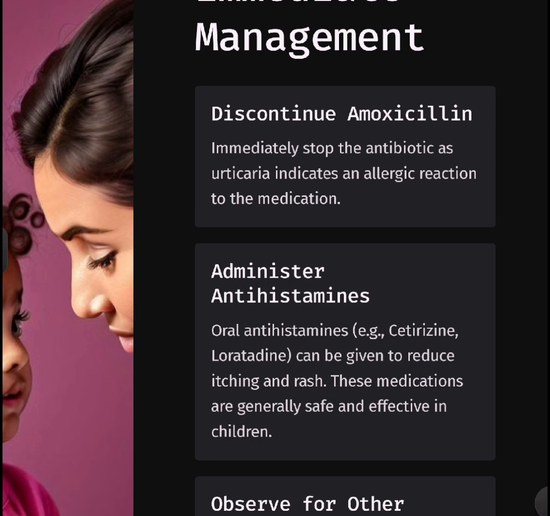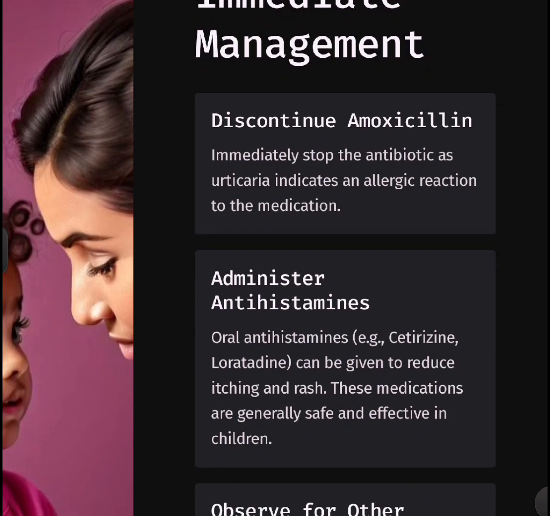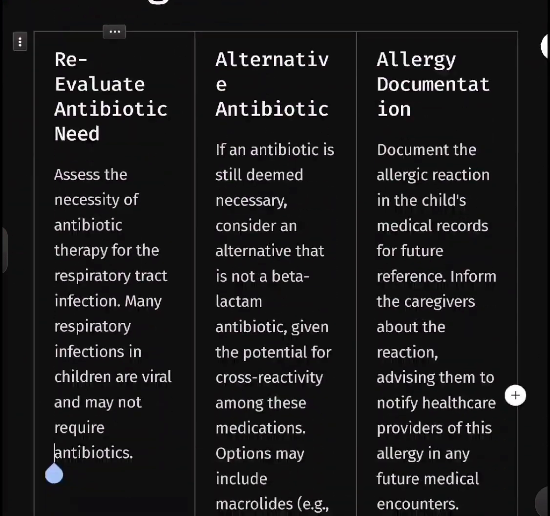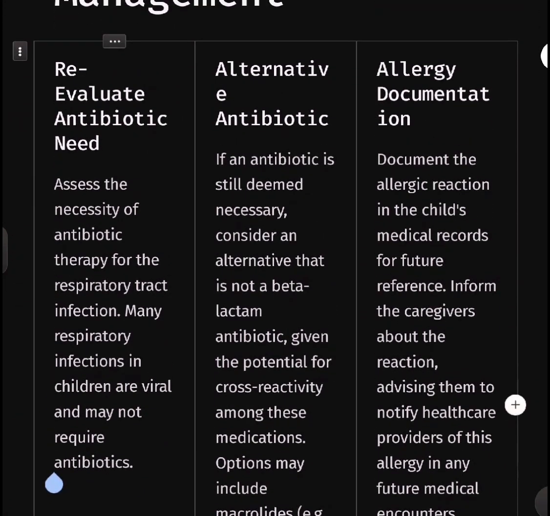Management of urticaria following amoxicillin administration in a child, especially without other systemic symptoms, primarily involves discontinuing the antibiotic and providing symptomatic relief for the allergic reaction. Discontinue amoxicillin, administer antihistamine, observe for other symptoms, re-evaluate antibiotic need, alternative antibiotics, for example macrolides, azithromycin, allergy documentation, when to seek further medical help, severe allergic reaction, prevention and education, long-term consideration. So immediate management: discontinue amoxicillin, administer antihistamine, observe for other symptoms. Follow-up management: re-evaluate the antibiotic need, alternative antibiotic, allergy documentation.